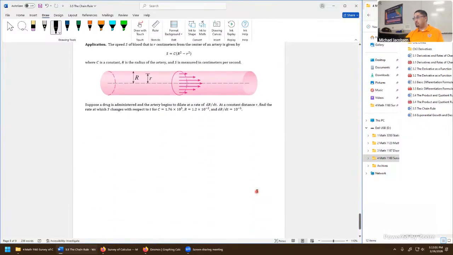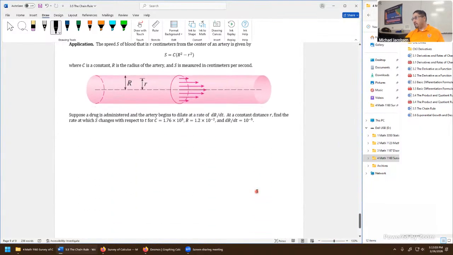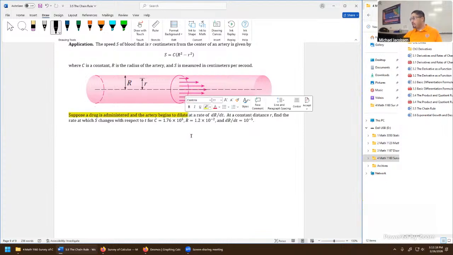So this one is about blood flow, making it pretty relatable. We're all living human beings, so this is something that keeps us alive, the fact that blood flows at all. But it has something more going on with it. A drug is administered and an artery begins to dilate.